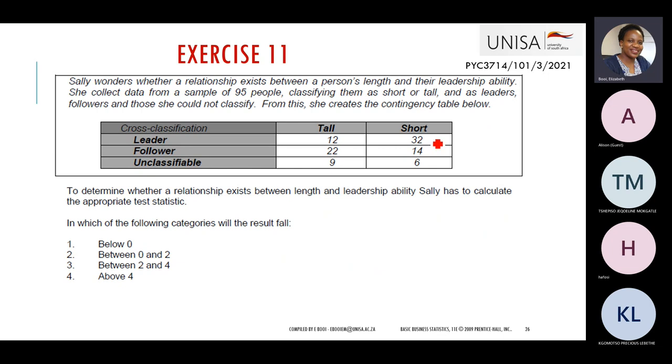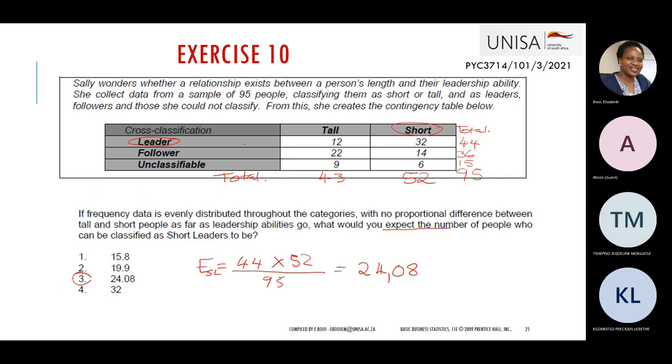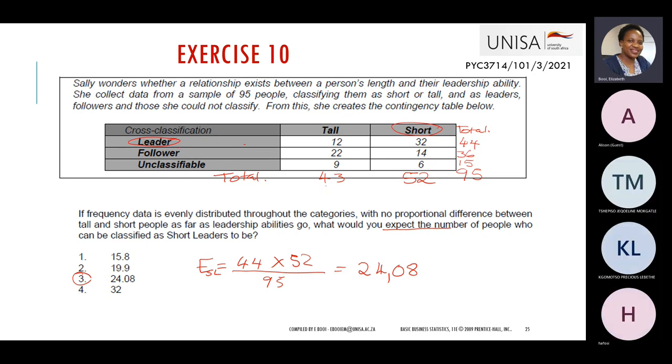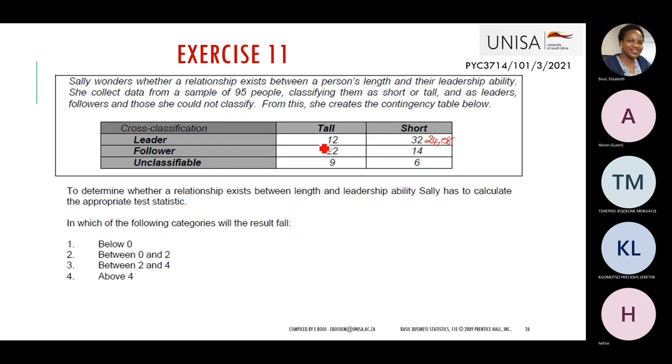Now we only calculated the expected value for one, which was 24.08 for leaders and short. So we need to calculate for all of them. Going back one up: 44 times 43 divided by 95, I get 19.92.